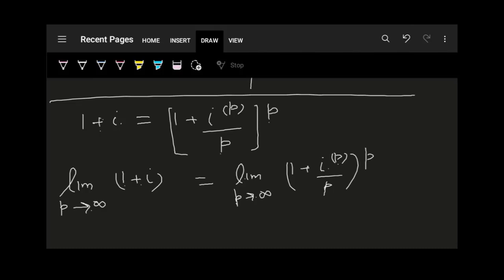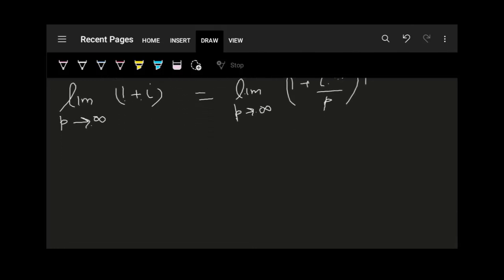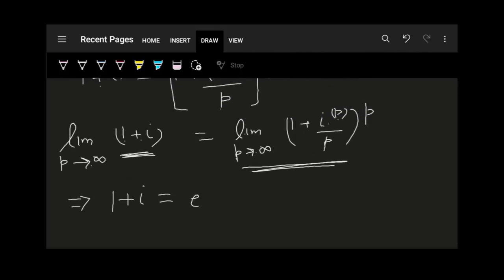And we just saw earlier from Euler's rule, since on the LHS there is no p term in this 1 plus i, there will be no effect of p tending to infinity on 1 plus i, so the LHS will remain the same. 1 plus i is equal to this function here. From Euler's rule we can write it as e to the power, this function ip is my x.